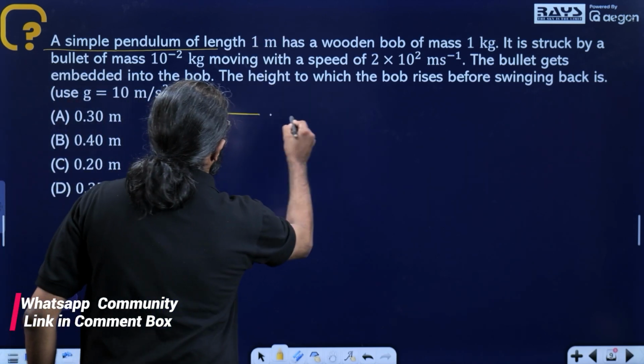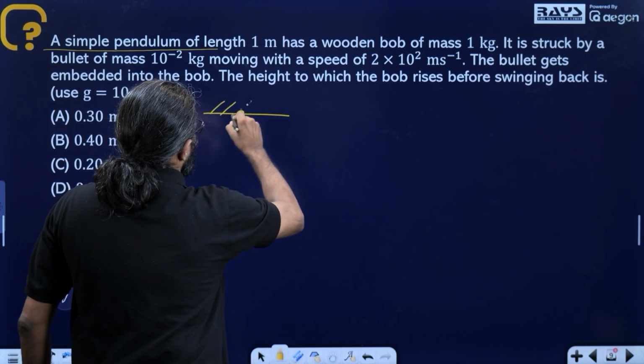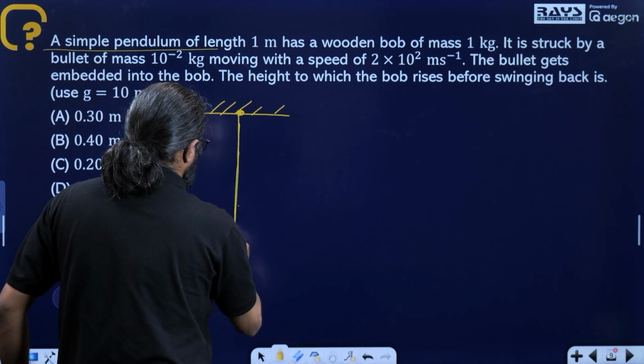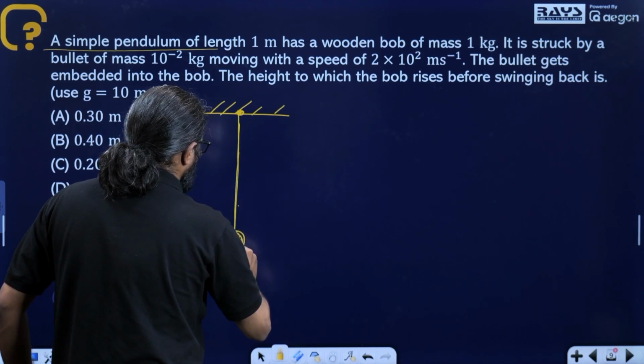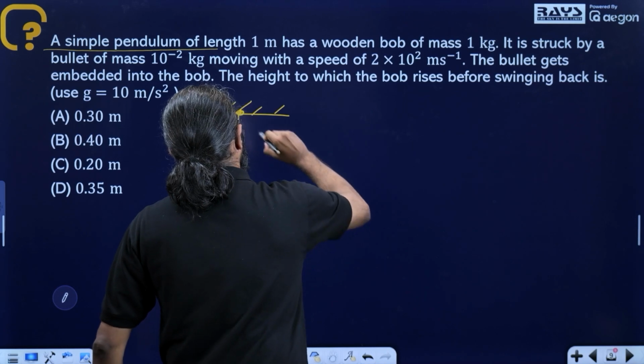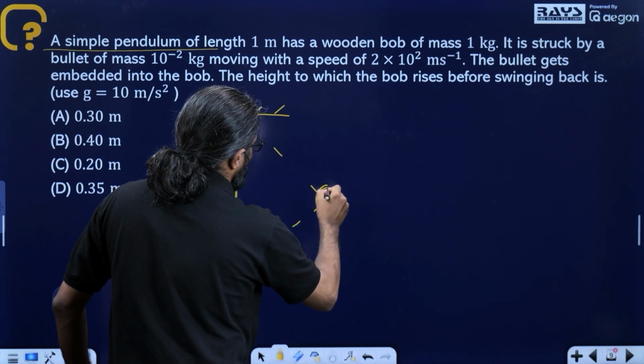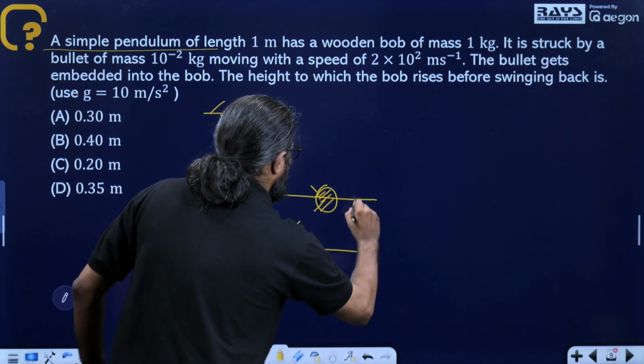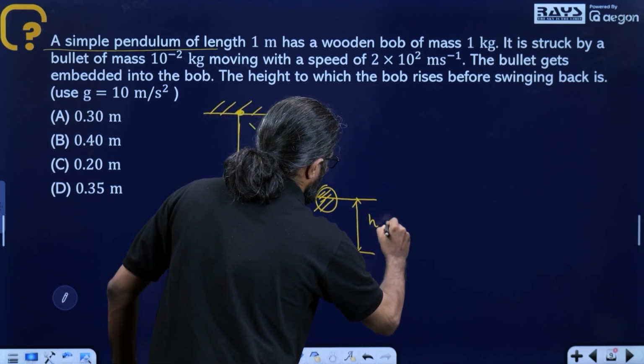Look, what is the suspension point? Just imagine this is the length of the pendulum. This is the bob. It will go to some height before it comes back. So this is where it would get to. Please understand this difference, I call it H.